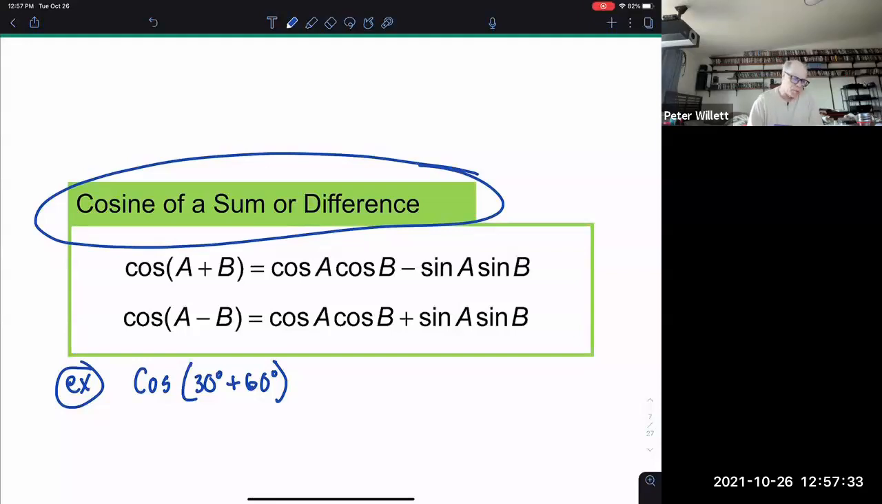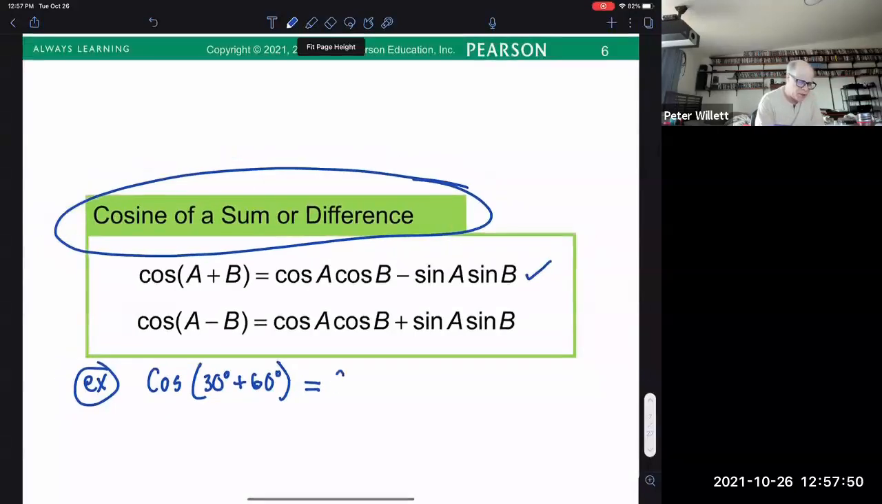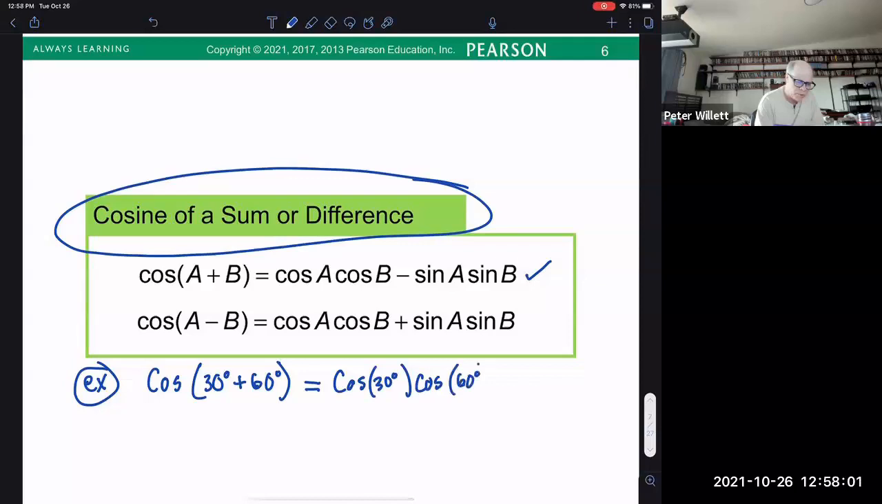If I were to explore this particular application of the sum of the cosines, using the first equation here, when I have the cosine of A plus B, where A is 30 and B is 60, that should be the cosine of A, 30 degrees, times the cosine of B, which is 60 degrees, minus the sine of both of those: the sine of 30 degrees times the sine of 60 degrees.